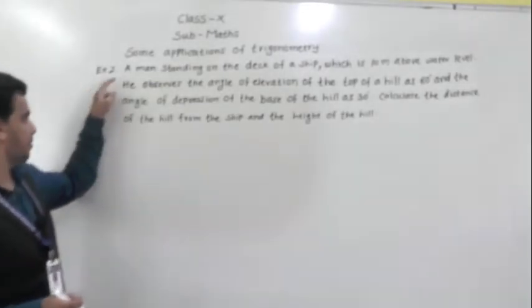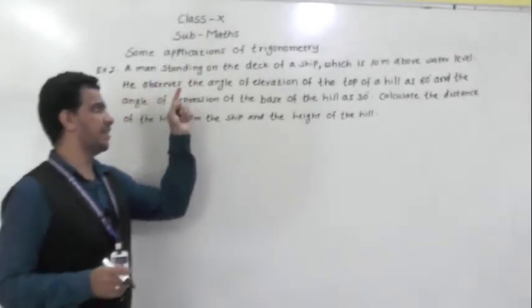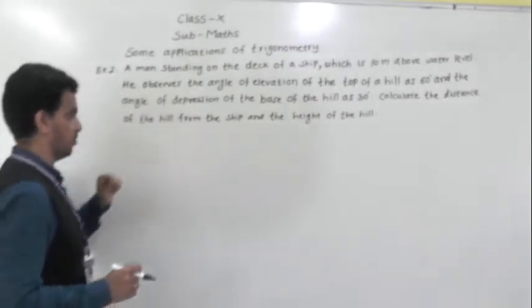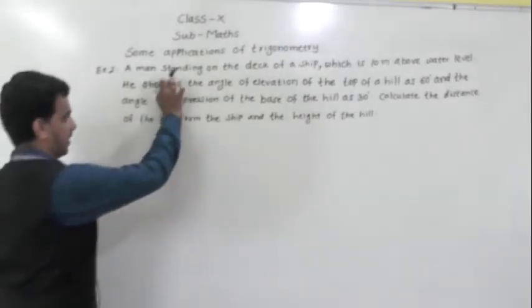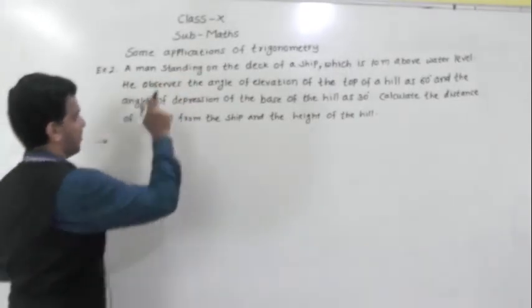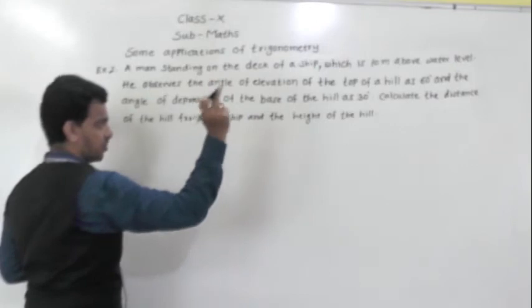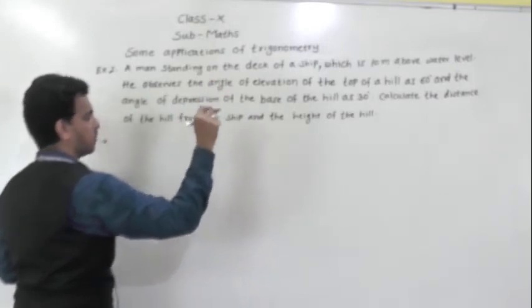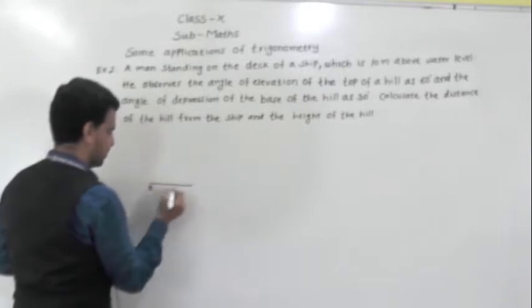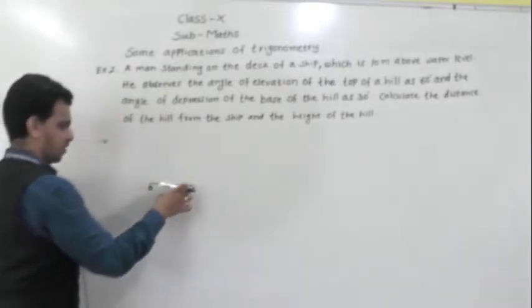Example: a man standing on the deck of a ship which is 10 meter above water level. Okay, so we will draw a diagram with this statement. What is given? A man standing on the deck of a ship which is 10 meter above water level. Suppose this BC is the water level.